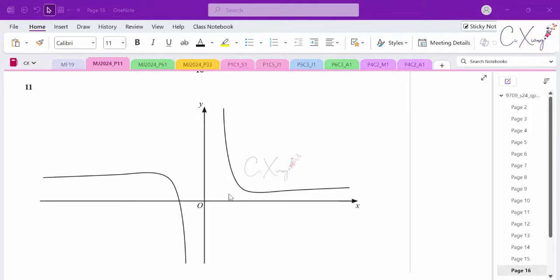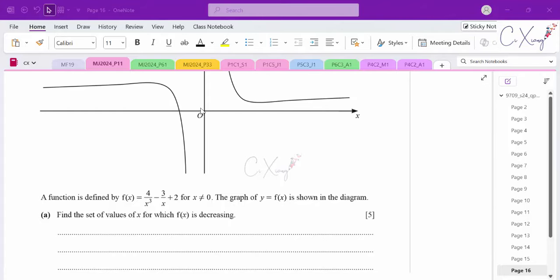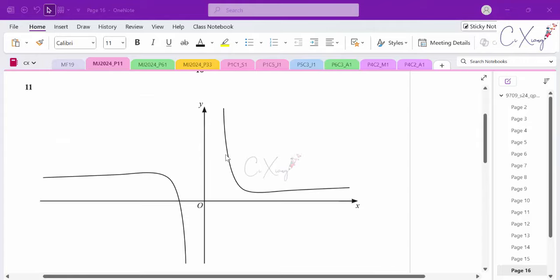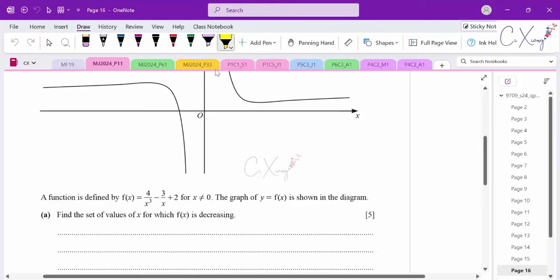Okay, so we are now at question 11. There's a function defined like this, and the graph of y equals f(x) is shown in the diagram. So they give us a diagram for the particular curve here. First, they want us to find the set of values when f(x) is decreasing. So highlight the keyword: f(x) is decreasing.